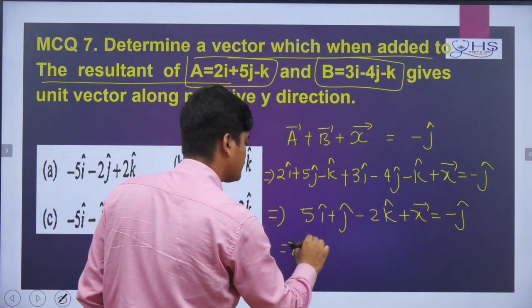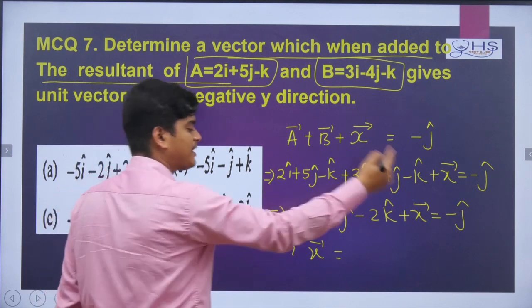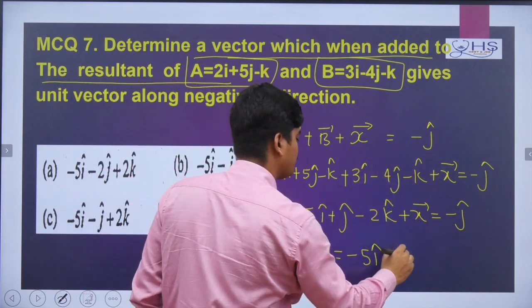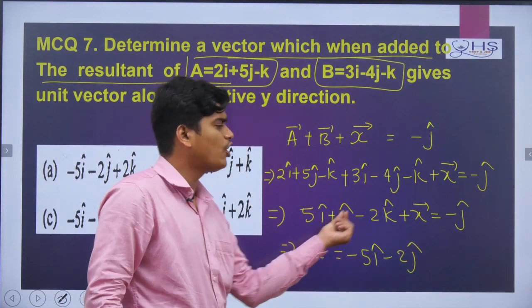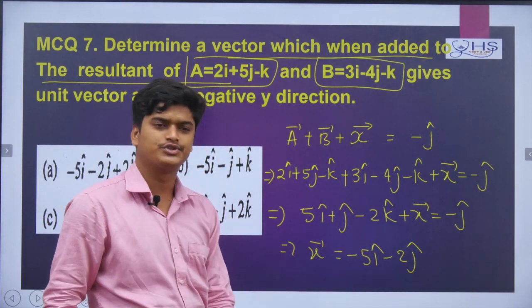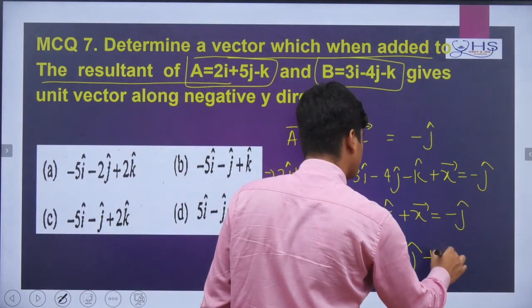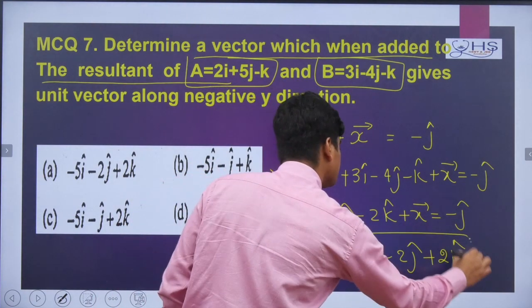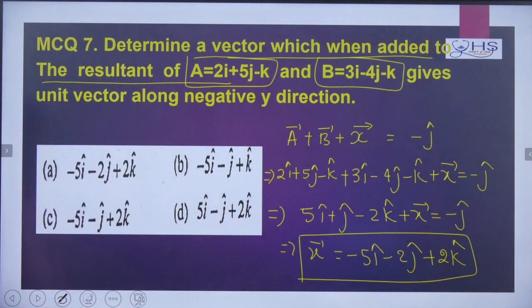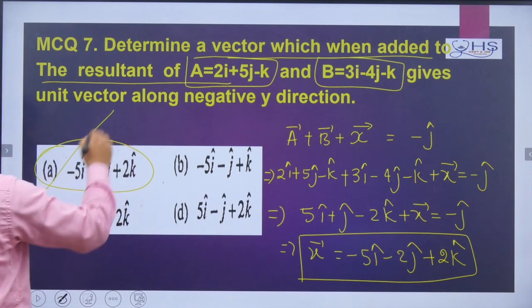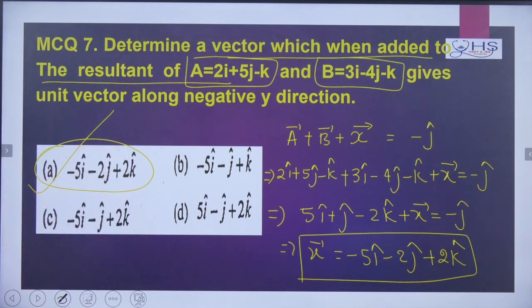But we need to find the x vector, so definitely we need to send minus 5π to the right-hand side. On the right-hand side, the j component will become minus 2j, because this one will go that side and become minus j, and another minus j is there, so both become minus 2j. Then plus 2k. So your x is coming minus 5π i minus 2j plus 2k. That means your option A will be correct: minus 5π i minus 2j plus 2k.